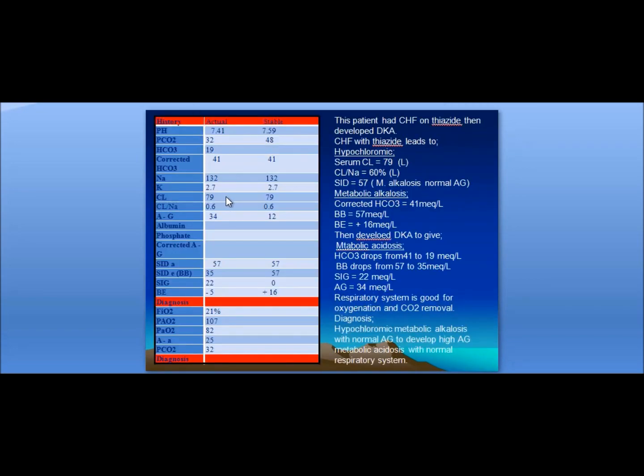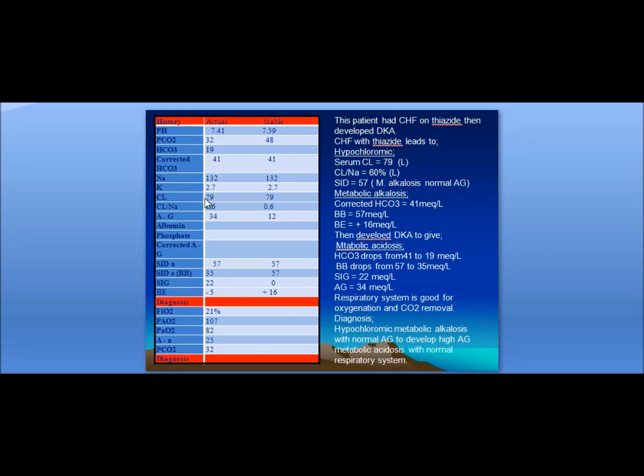Let's come and study the arterial blood gas table. This is the actual state of the patient. pH is 7.4, carbon dioxide 32, and bicarbonate 19. This is metabolic acidosis with compensatory respiratory alkalosis, and the pH is 7.4. If you calculate the drop of bicarbonate from 24 to 19, the compensation will be this value. So this is number 1, the pH. This is metabolic acidosis with compensatory respiratory alkalosis.